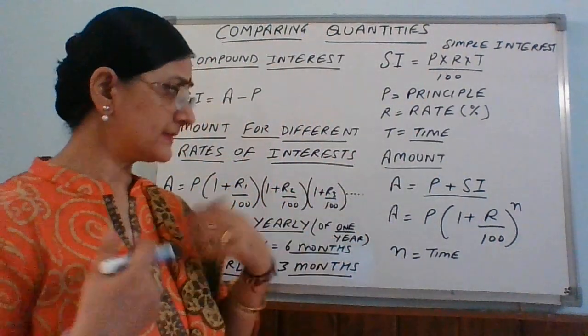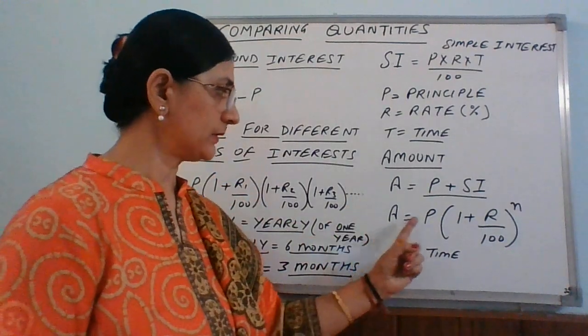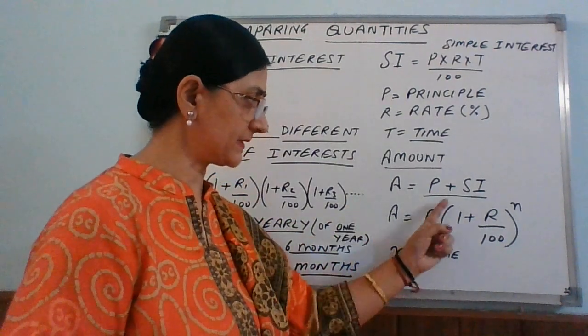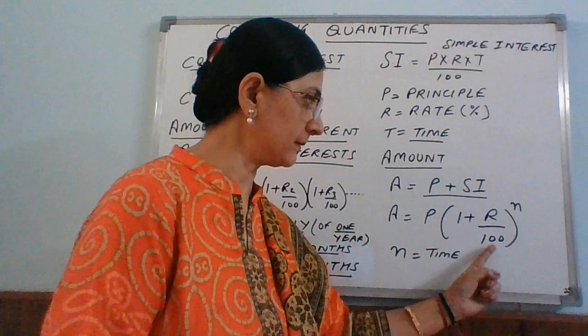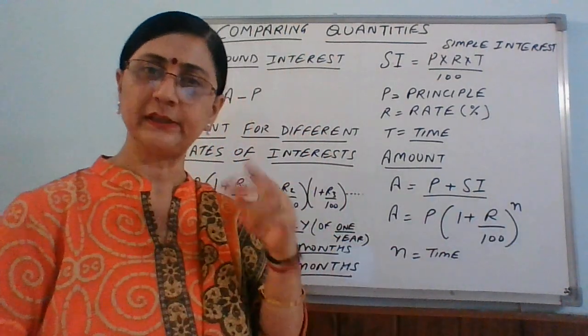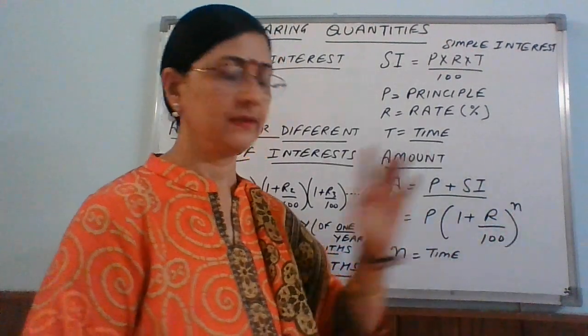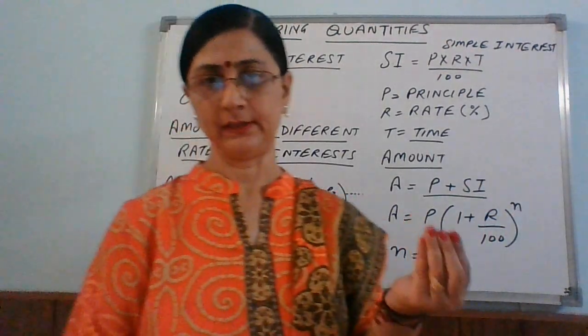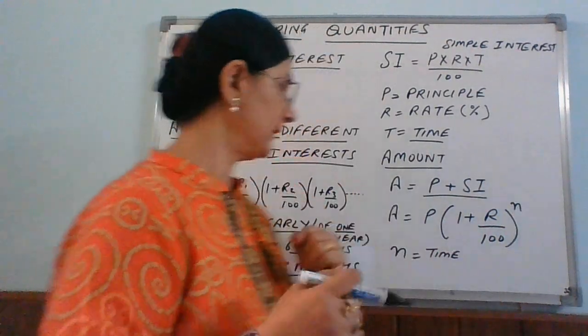Then there is another formula also. Amount is P, right? P means principal, bracket 1 plus rate upon 100, to the power n. N means the time, for 1 year, 2 years, 3 years, right? So the values of n will be according to the number of years, right?